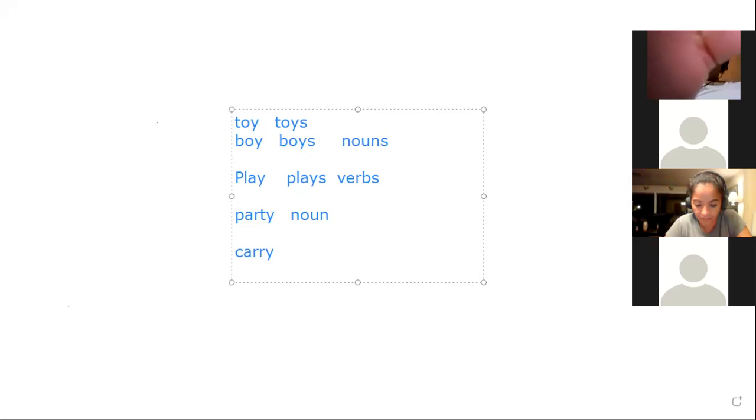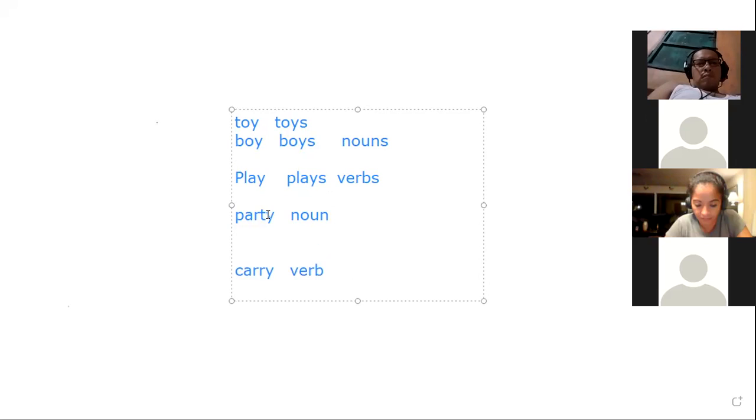Llevar. Verbo. Okay, si ven acá, verb. Es un verbo que termina en Y, pero está precedido de una consonante. Aquí es Y, precedido de vocal. Entonces aquí tenemos parties. Parties is the plural. El plural, ajá. Teacher, parties is the plural. Yes, ajá. Okay, and verb here.